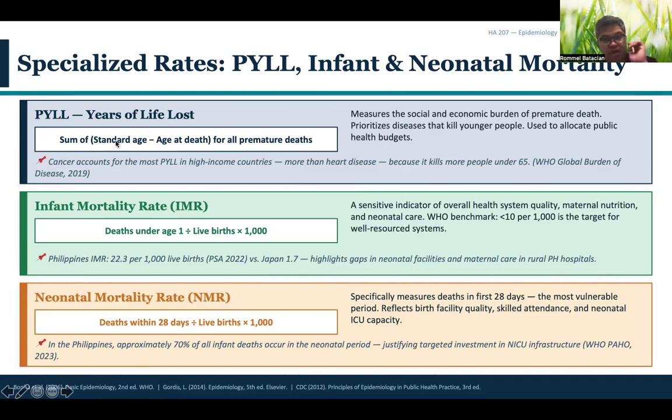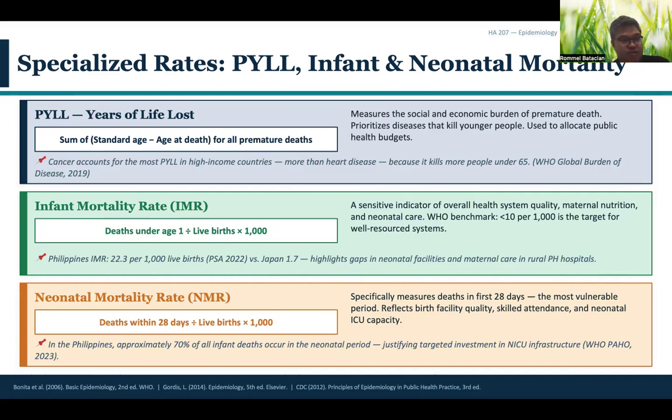The formula is the sum of the standard age minus the age of death for all premature deaths. Usually you use either the life expectancy or an older age, for example, 70 or 75, but you have to base it again on the expected lifespan of that particular population or group. For each person who dies before that age, you calculate the number of years they would have lived and sum them all up. So, why is this important?